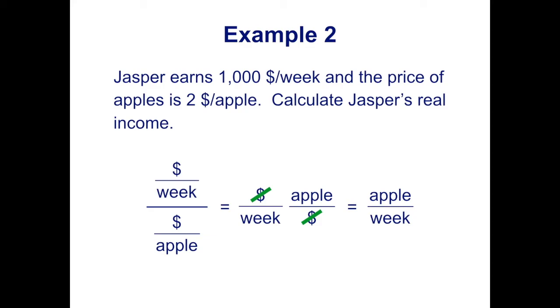Reviewing the types of variables in this problem, we have $1,000 per week, which is a nominal flow variable. We have $2 per apple, which is a nominal variable. And we have apples per week, which is a real flow variable.